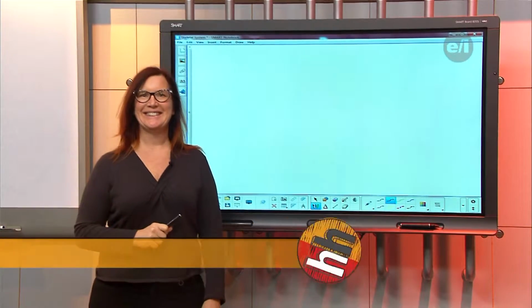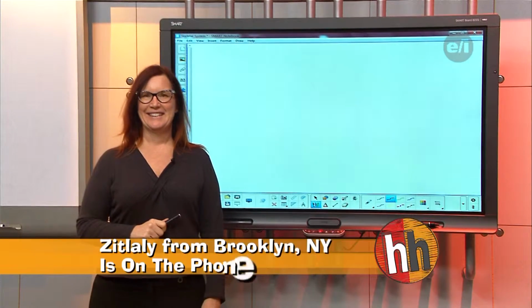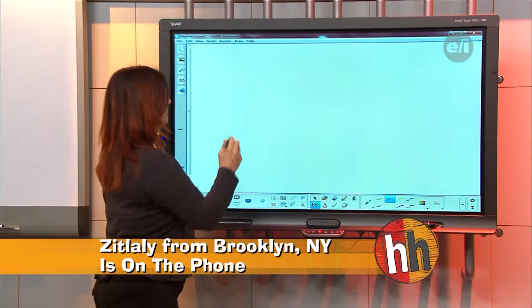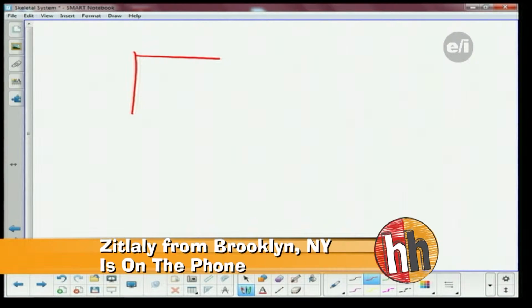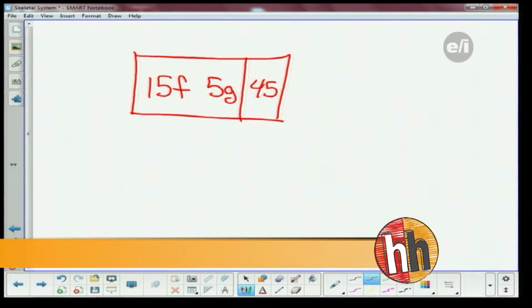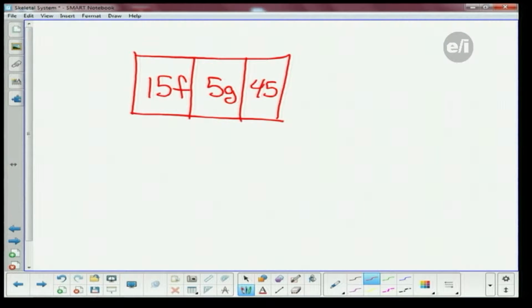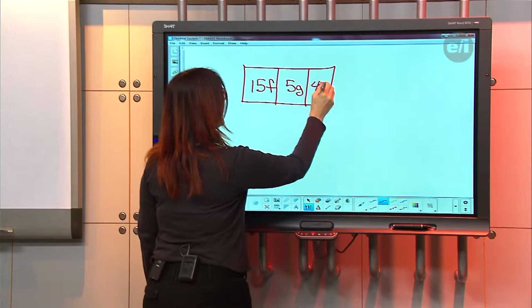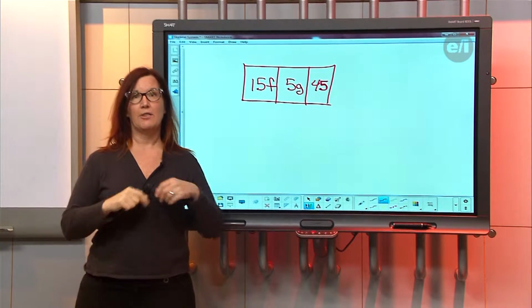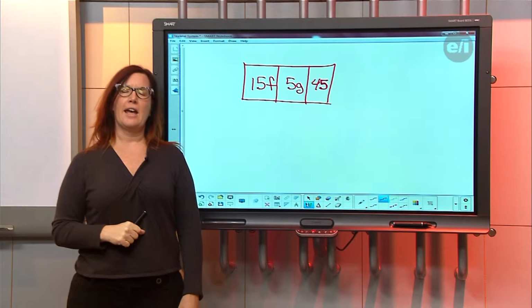Okay. What's your question? My question is, use the following rectangle array to answer the question below. 15F inside the array, 5G, and 45. Okay. And are they kind of separated? Yes. Okay. So I have 15F, 5G, and 45. And what are you supposed to do with those? So this is an array. An array is like a square, a rectangle, right? Yes. Okay, and what am I going to do with these?